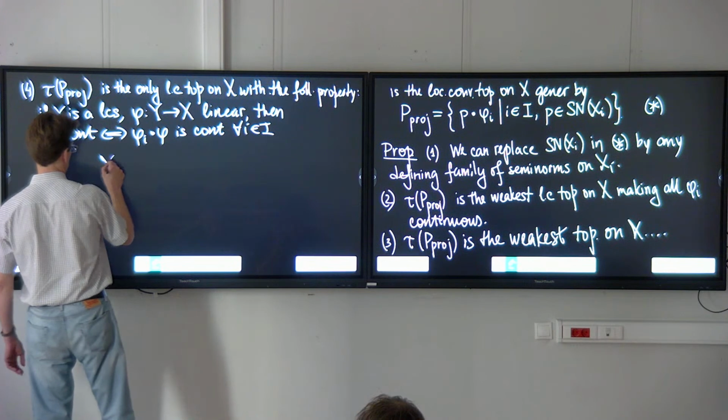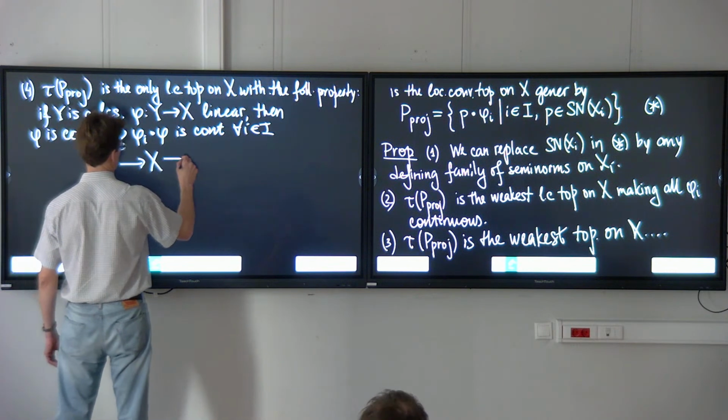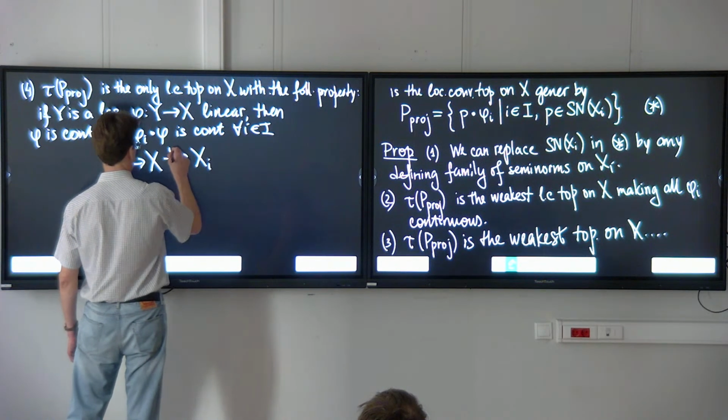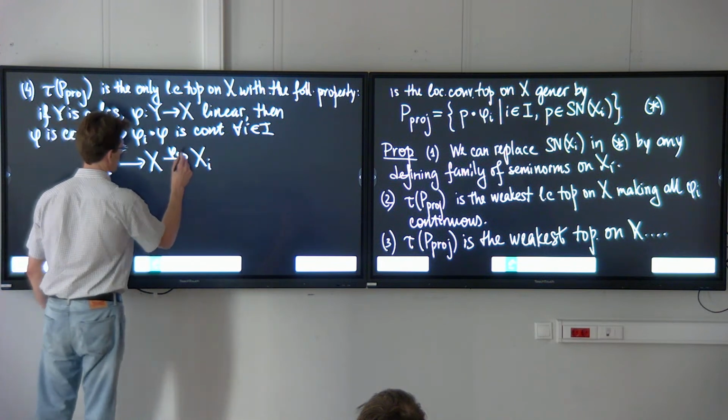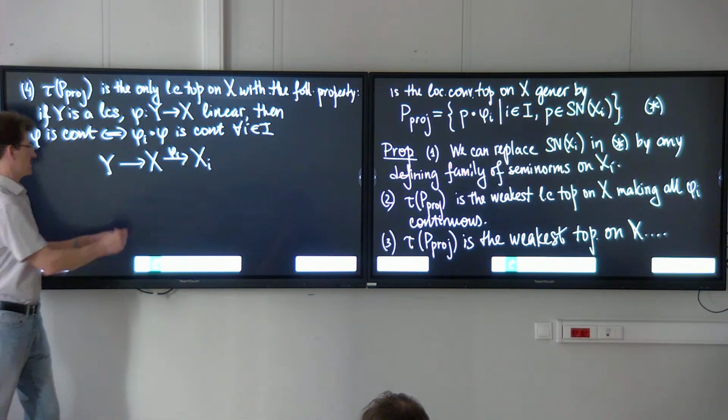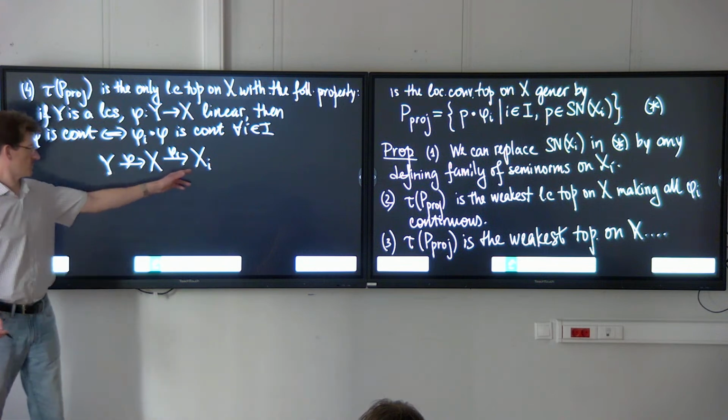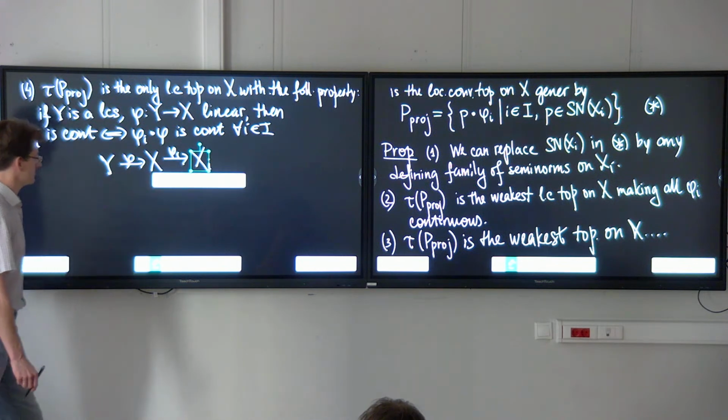So this is a picture of the situation. This is phi I. So a map from Y to X is continuous if all such compositions are continuous.